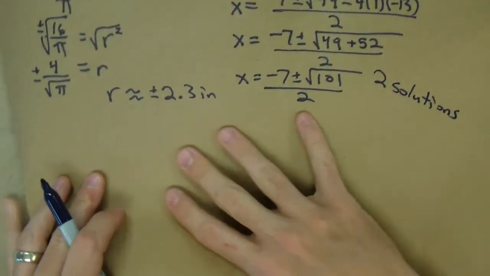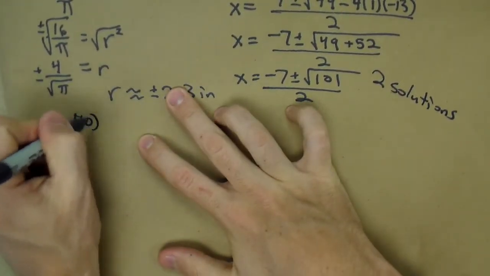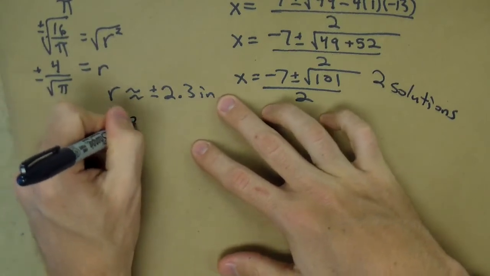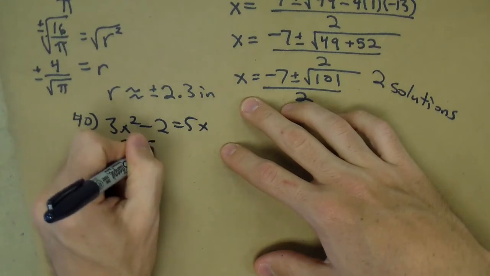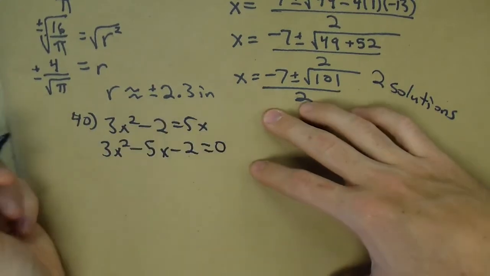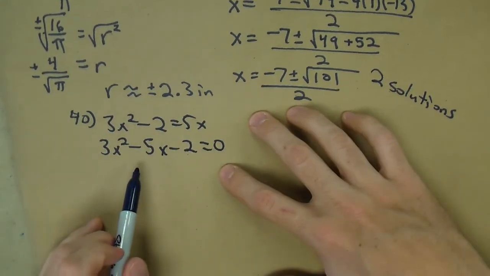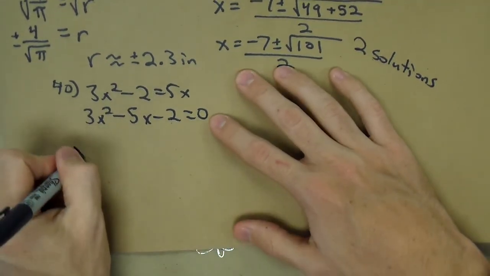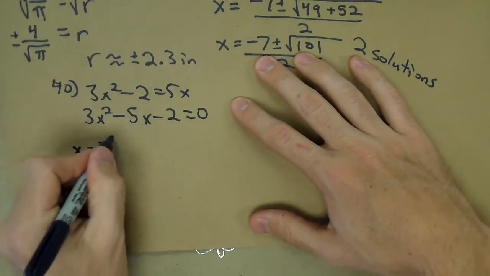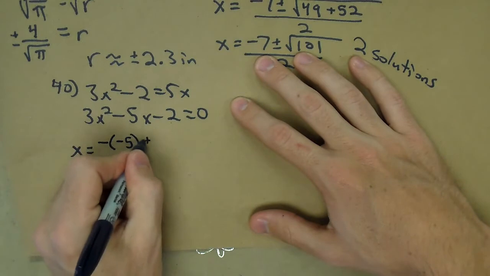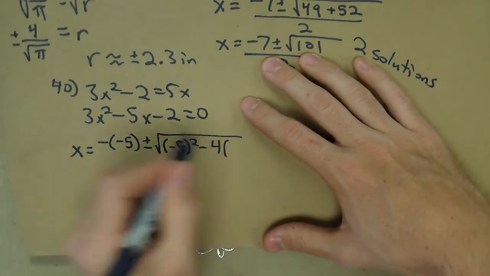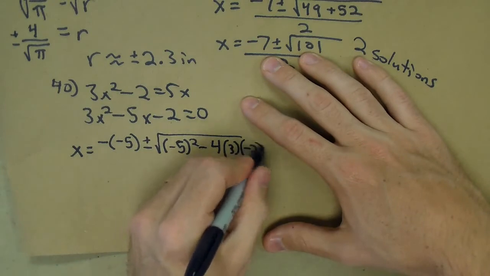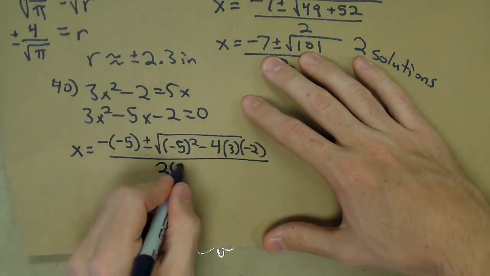If we look at number 40, we got 3x squared minus 2 equals 5x. 3x squared minus 5x minus 2 equals 0. Let's just use the quadratic formula for this one. We're going to do the negative of negative 5 plus or minus the square root of negative 5 squared minus 4 times 3 times negative 2, over 2 times 3.